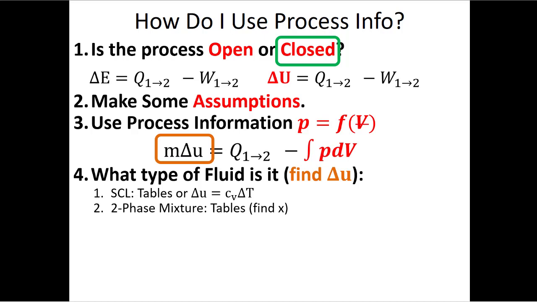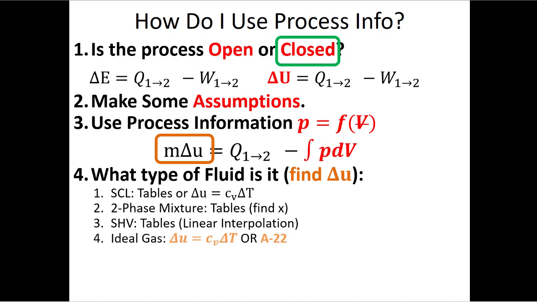If I have a two-phase mixture, hopefully I'm given quality because that makes my life easier. If not, if I'm given something like specific volume, I would use the specific volume to find the quality and then use the quality to find the specific internal energy. If I have a superheated vapor, then if I'm lucky, the pressure and the temperature that I'm given will be right on my table. If not, I'll have to interpolate. So I'll do some linear interpolation. And if I'm unlucky, I might have to do some double interpolation.